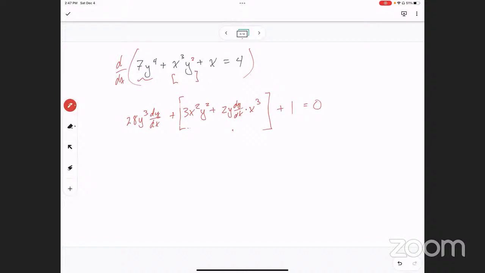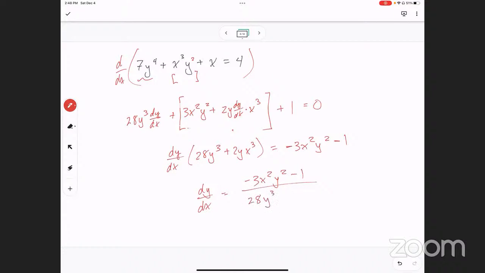But now you'd move everything that doesn't have a dy dx to the right, and everything that does have a dy dx, you leave on the left and you factor it out. So that's 28y cubed plus 2yx cubed equals, and I'm subtracting these, so negative 3x squared y squared minus 1 is on the right, so dy dx just equals negative 3x squared y squared minus 1 all over 28y cubed plus 2yx cubed.